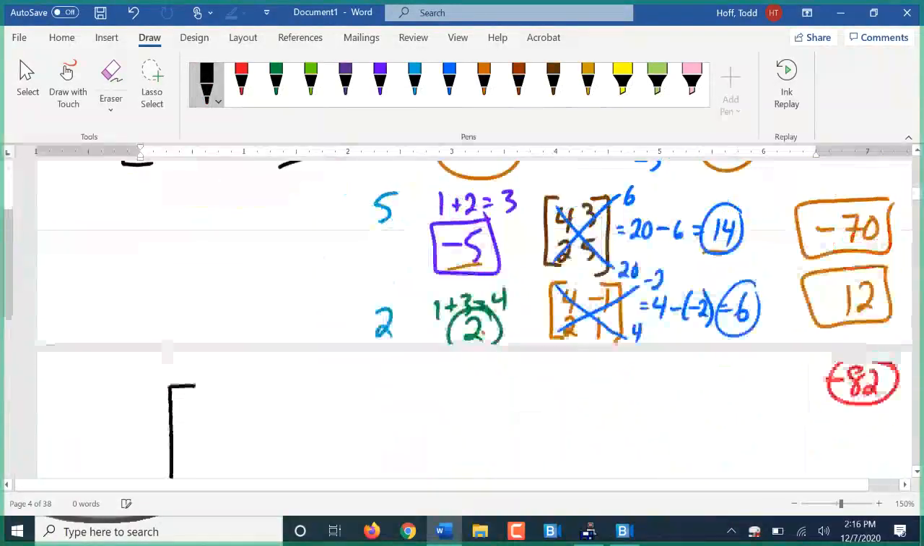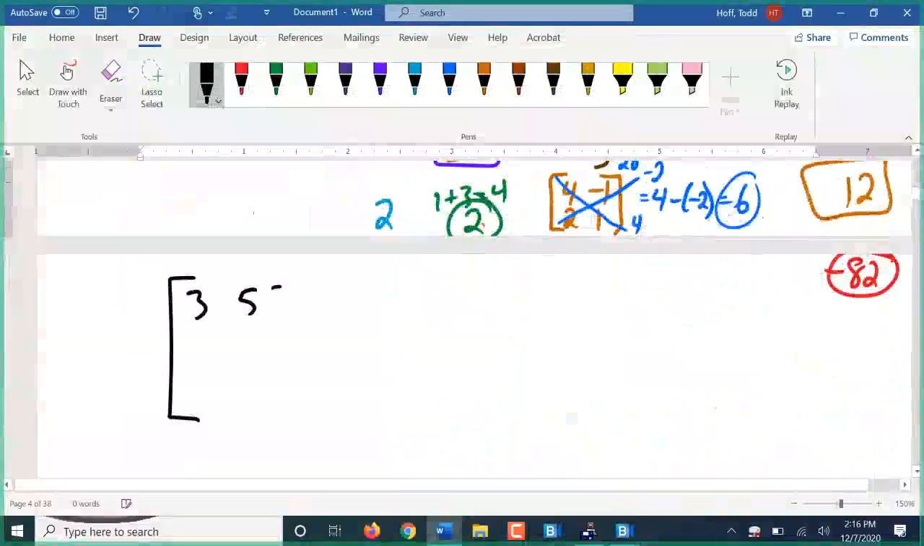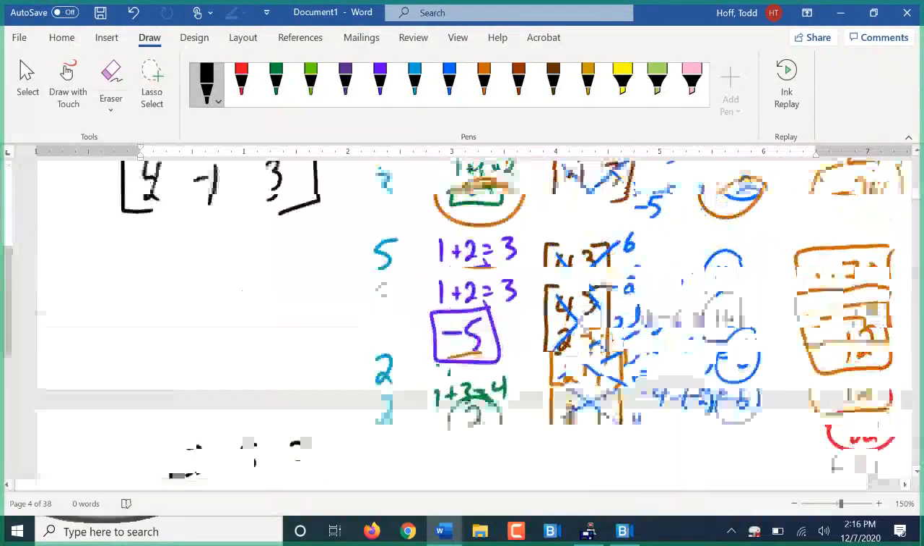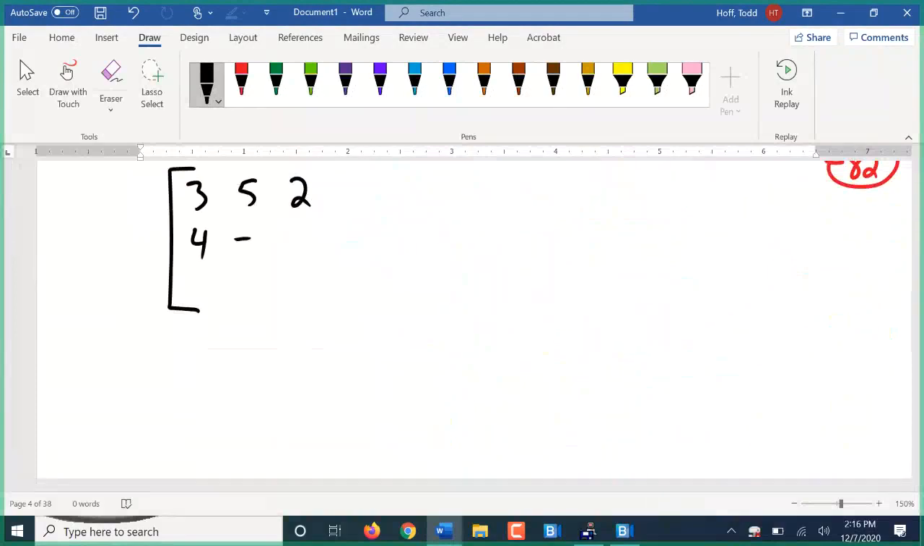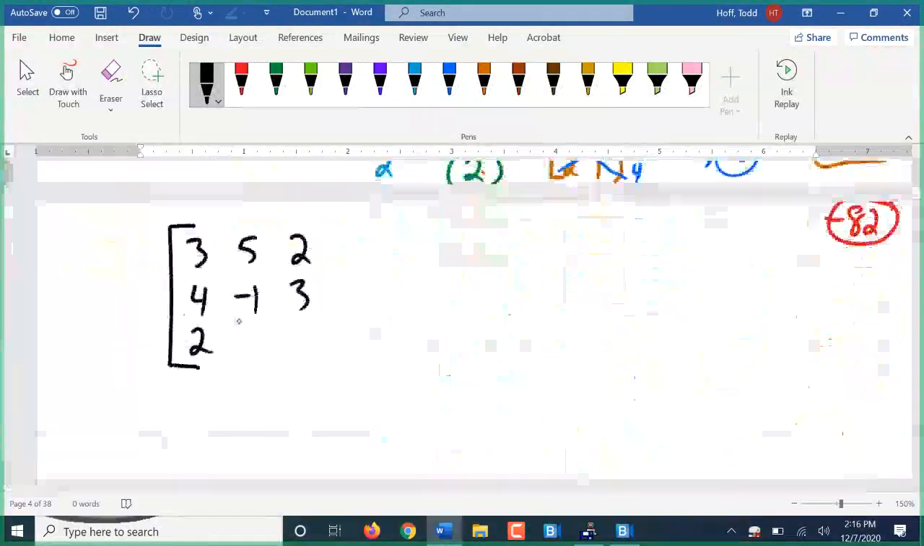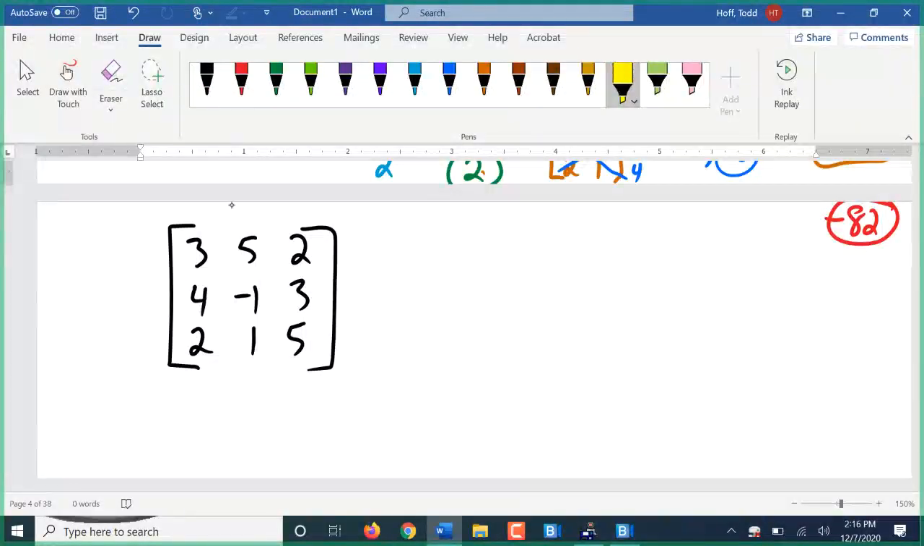So let's take that same matrix, 3, 5, 2. Four, negative 1, 3. And 2, 1, 5. And let's find its determinant using a different row or column. Remember, we could pick a row or a column. Let's pick a column. Let's do the second column.